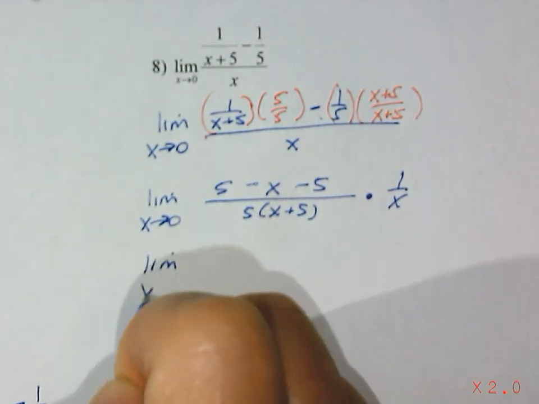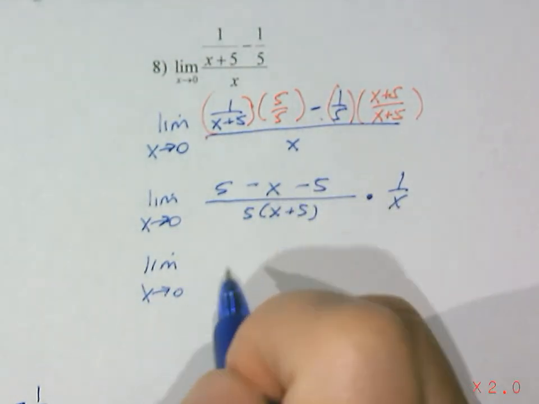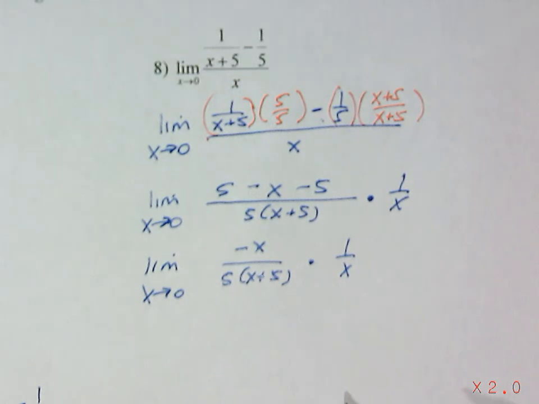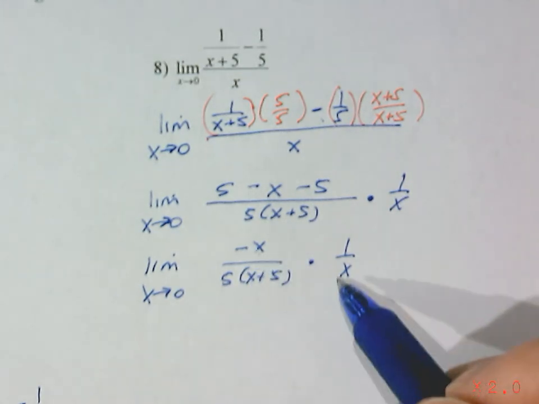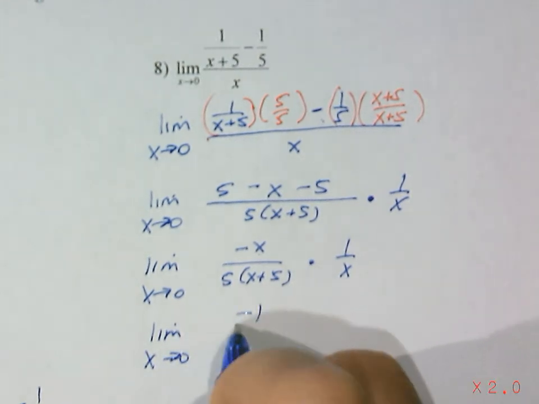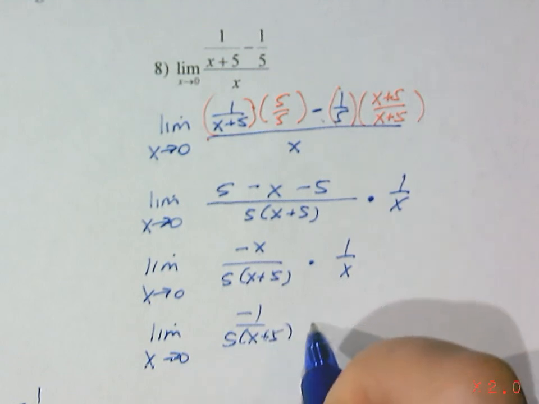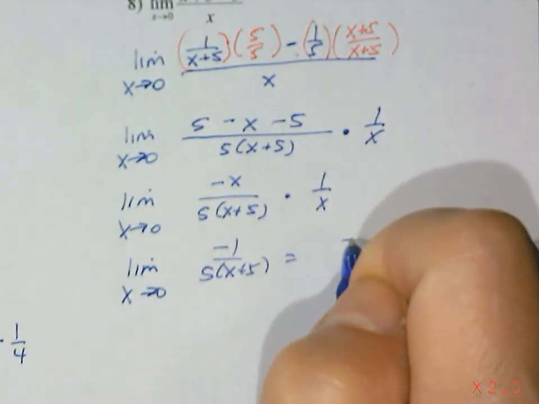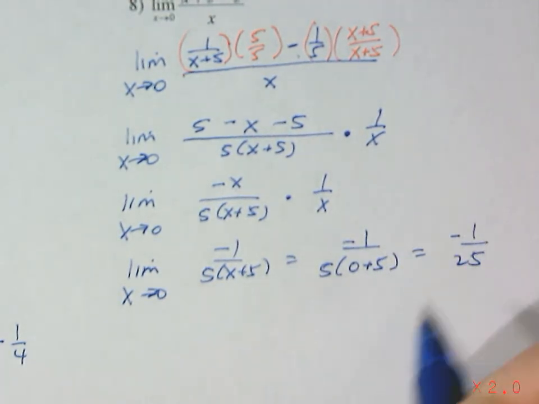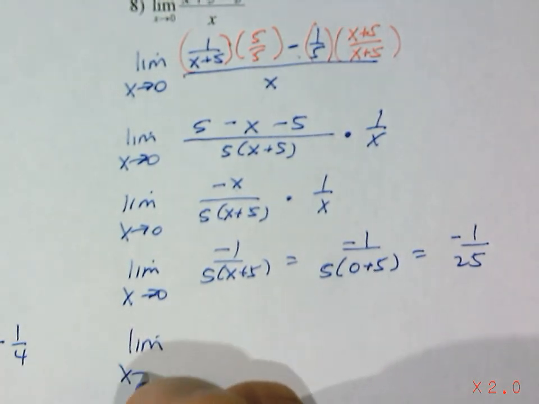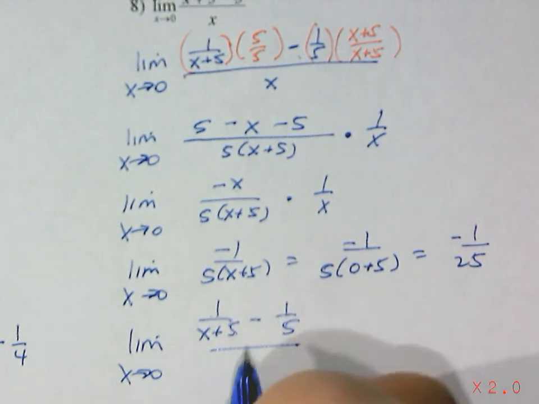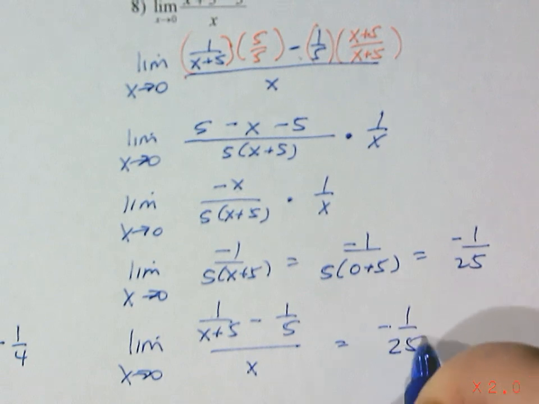So that would give me the limit as x approaches 0, negative x over 5 multiplied by x plus 5 times 1 over x. The negative x and the positive x gives me negative 1, so the limit as x approaches 0, negative 1 over 5 times x plus 5. Plug the 0 in for x at this point, I get negative 1 over 5 multiplied by 0 plus 5. This would be negative 1 over 25. So my answer would be the limit as x approaches 0 of 1 over x plus 5 minus 1 over 5 divided by x is going to equal negative 1/25.